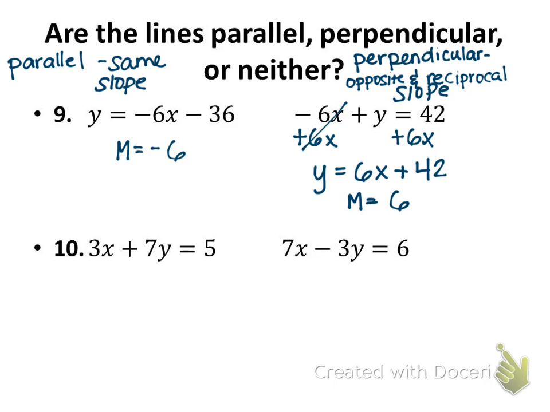So, are they parallel? Do they have the same slope? No. Are they perpendicular? No. They have opposites. One's positive, one's negative. But they're not reciprocals. One would have to be negative 6 and the other one would have to be positive 1 over 6. So what are these lines? Neither.